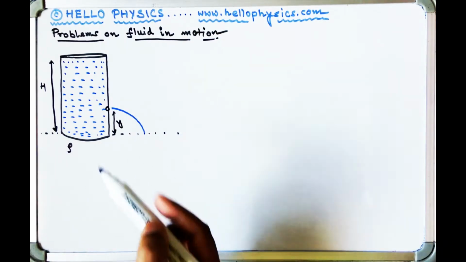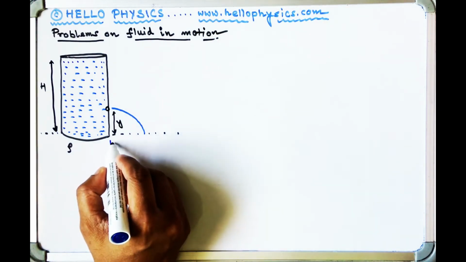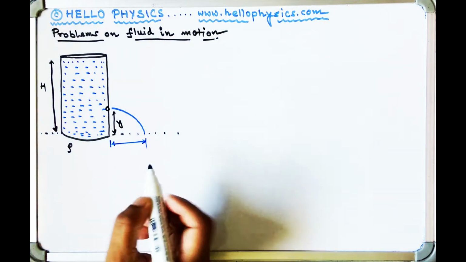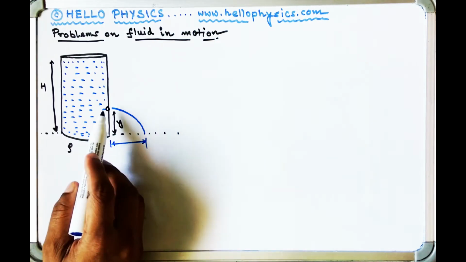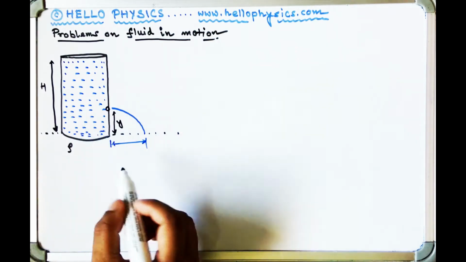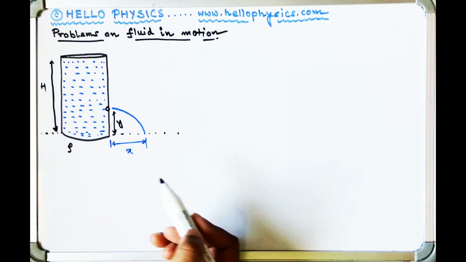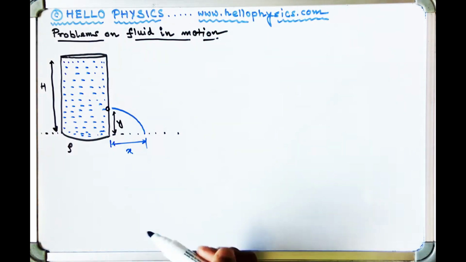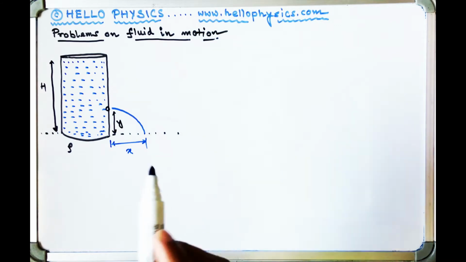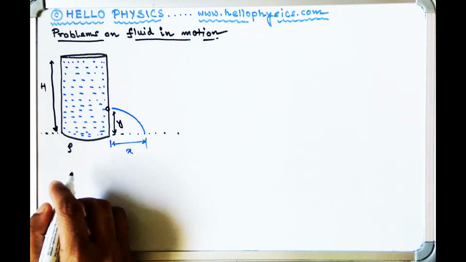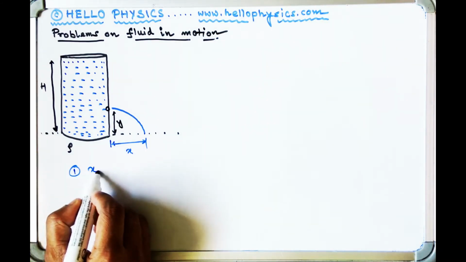What you have to do is, you have to find out the distance at which the fluid will fall onto the ground. Let's say this distance is x. You have to find this x. How can you do that? So this is the first part of the problem. You have to find out x.